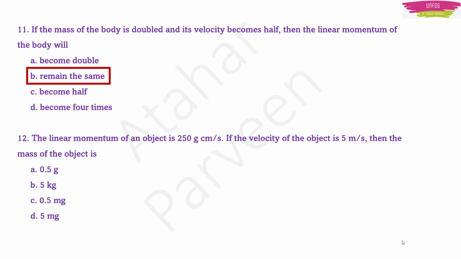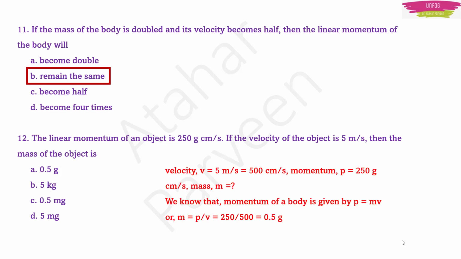Next question. The linear momentum of an object is 250 gram centimeter per second. If the velocity of the object is 5 meter per second, then the mass of the object is. Directly you can use the formula, right? The formula is P is equal to m into v. We have the velocity, but they have given that velocity in meter per second and momentum is in gram centimeter per second. So we need to convert things, right? We cannot just substitute the values and find the answer without matching the units.